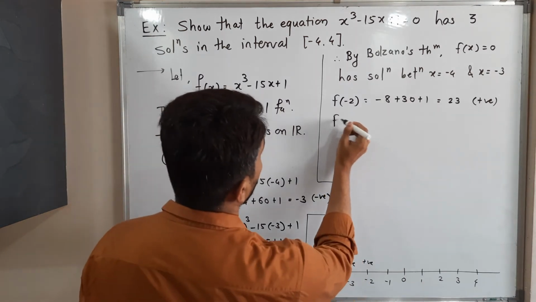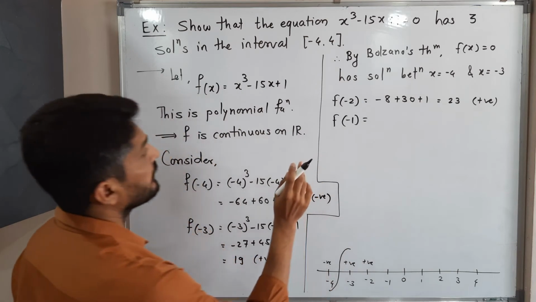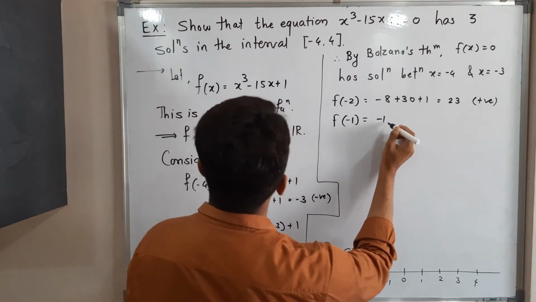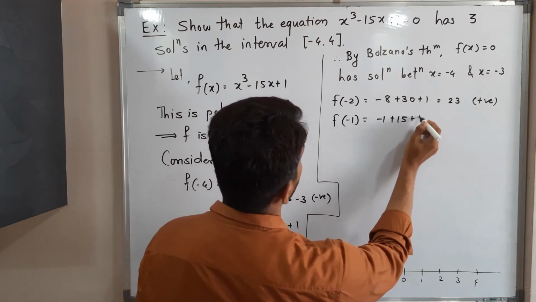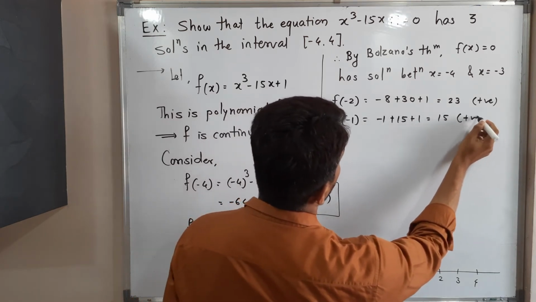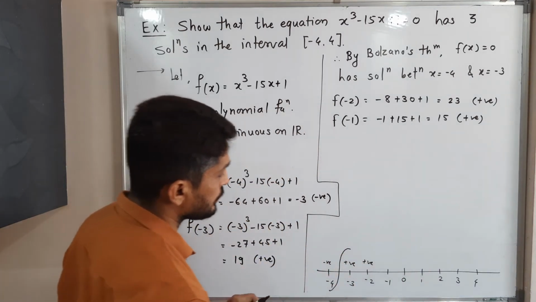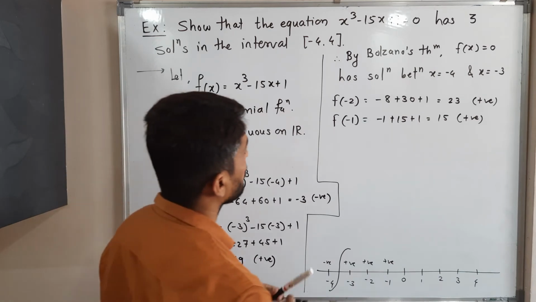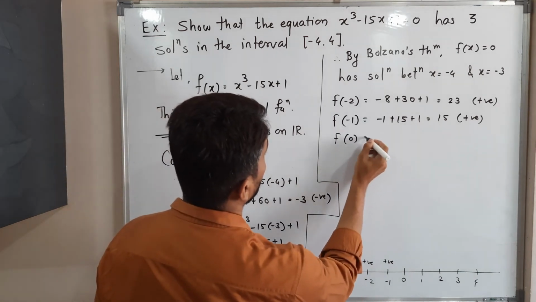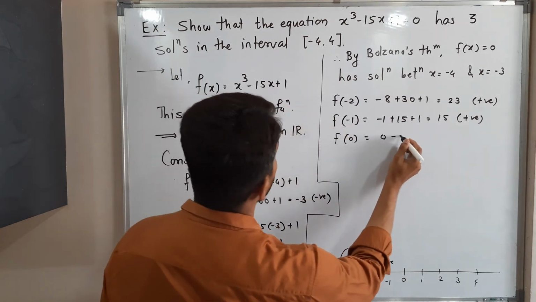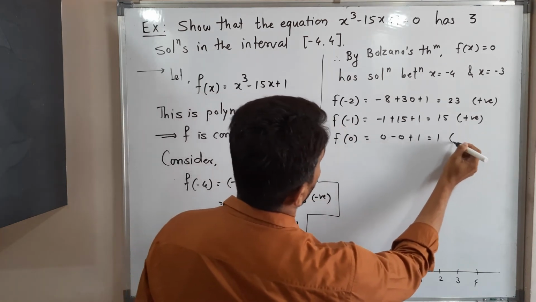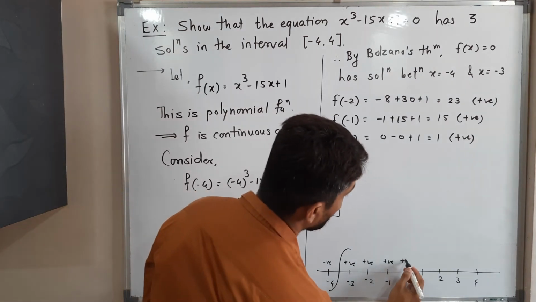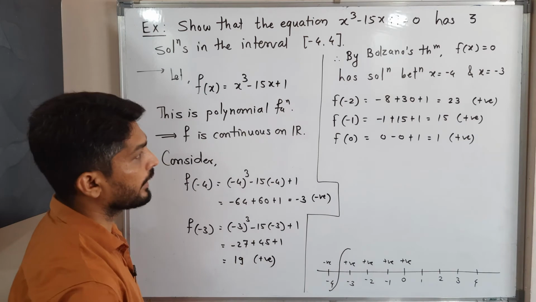So f of minus 1, I am finding the value at minus 1. Let us put x is equal to minus 1. Minus 1 cubed is minus 1, minus minus plus 15 plus 1. So it is 15. Again we are having a positive value, right? So let me mention here we have a positive at minus 1. Let us find at 0. F of 0, 0 cubed is 0, 0 plus 1, so 1, again positive. So at 0 also we have a positive value, right? Yes.